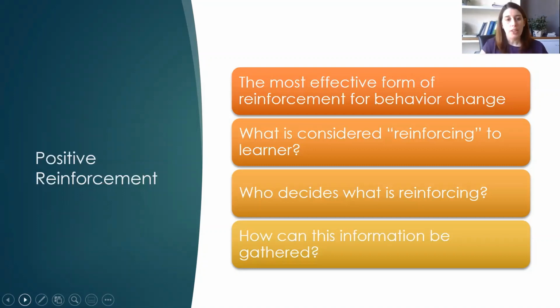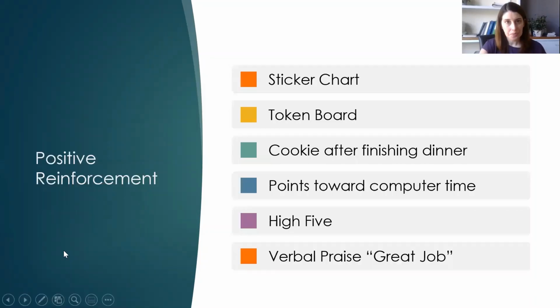How did I know that? What could I do to gather that information? And again, I kind of just listed the basics: sticker charts, token boards, a cookie or any dessert after finishing a dinner plate, points toward computer time, high fives, hopefully not now during the pandemic, we can't really do high fives anymore, and verbal praise. Those are such a small list of things that can really be offered student specifically. We can't really create a list of what people or students would consider positive reinforcements because the list is just so extensive.